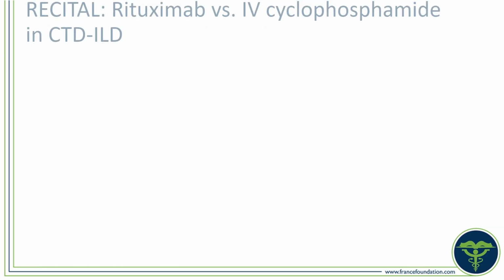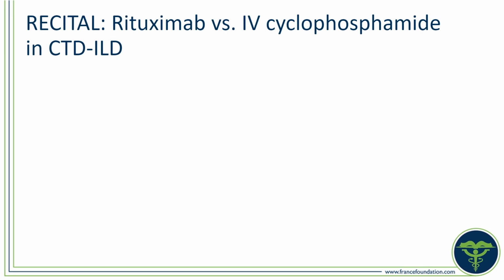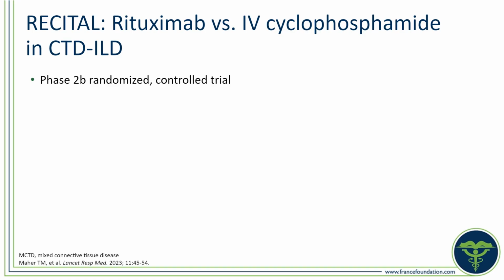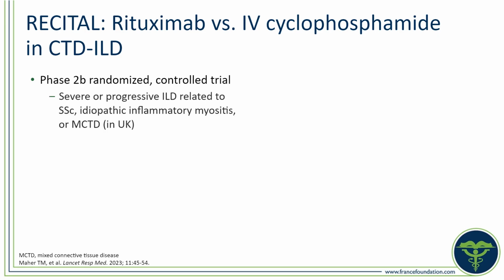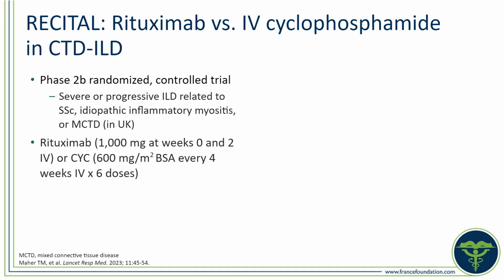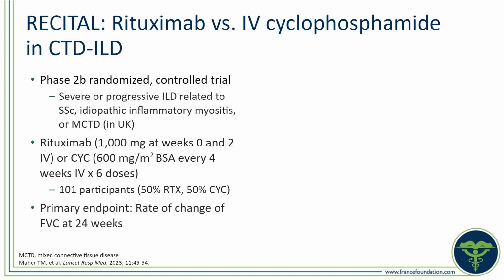I'd like to review the RECITAL study, which looked at rituximab compared to IV cyclophosphamide in SARD ILD. So this was a phase 2b randomized controlled trial looking at patients with severe progressive ILD related to systemic sclerosis, idiopathic inflammatory myositis, or mixed connective tissue disease, and this took place in the United Kingdom. The study compared rituximab given at weeks 0 and 2 weeks IV compared to cyclophosphamide, and there were 101 participants enrolled in the study. The primary endpoint here was a rate of change of FVC at 24 weeks.